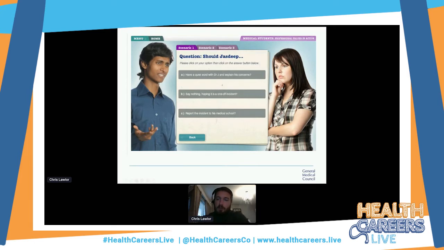So you can see lots of comments coming through here. Yep, so thinking maybe A, but also C, but then the majority are going for C. So how many of you would feel comfortable going for option A? Because I think in this scenario, you could probably go for option A as long as we follow it up with option C and report it. So we should definitely be reporting issues like this to the medical school.